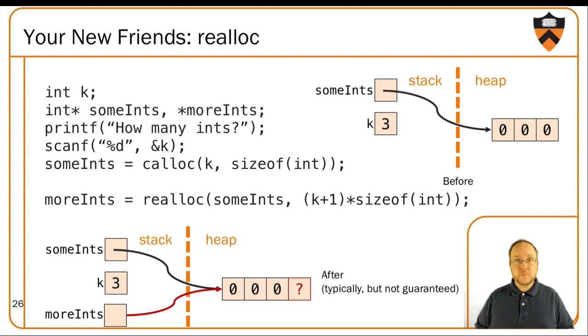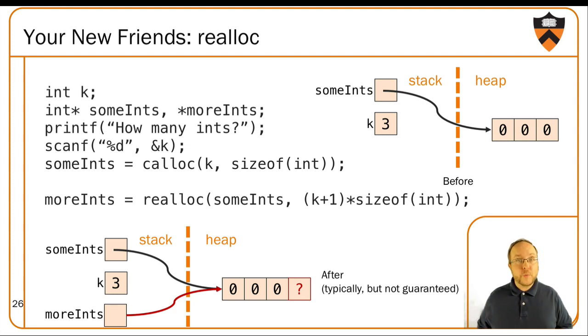Here's perhaps the more common or useful use of realloc, which is, hey, I don't have enough memory. I thought they were only going to give me 3, but in fact they want 4. So in this case, we can call realloc and ask for more, k plus 1 times size of int. And again, typically, but not guaranteed, realloc is going to try to expand the memory in place. This makes sense from an efficiency standpoint. We won't have to copy over all of the memory values that are in our current allocation to a new location if we just keep it the same.